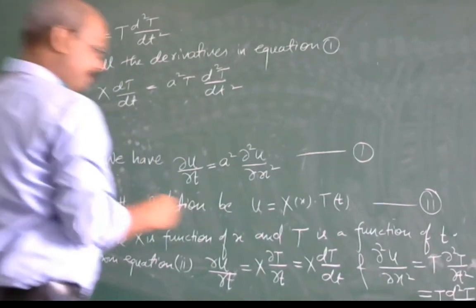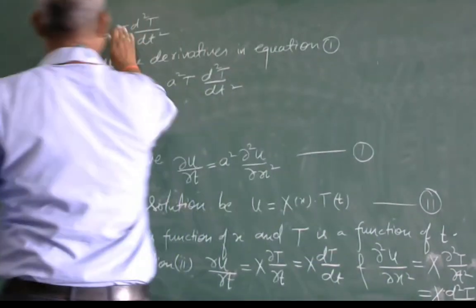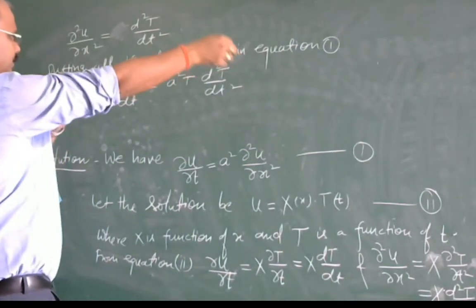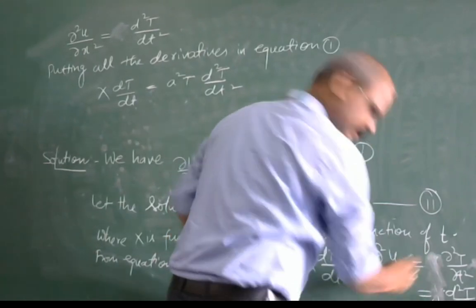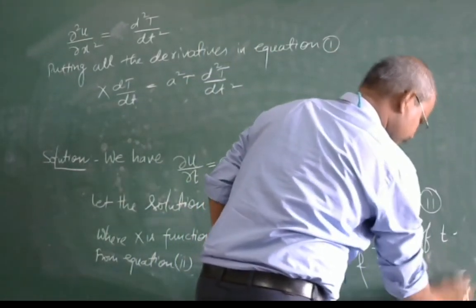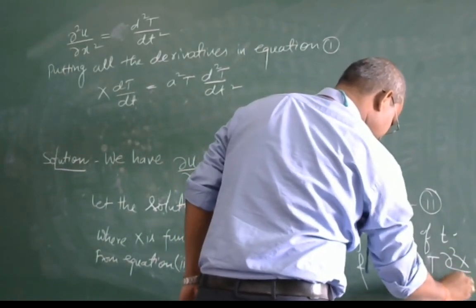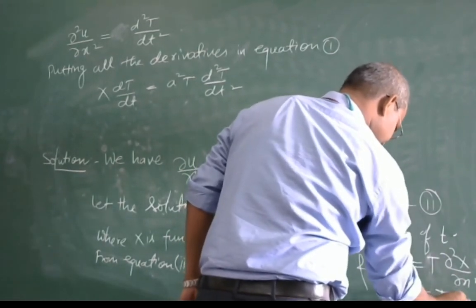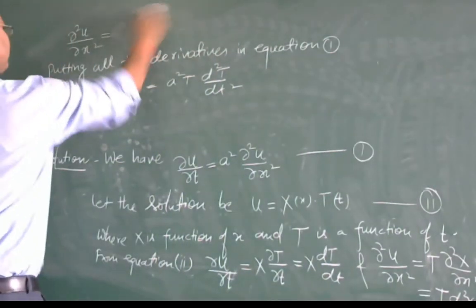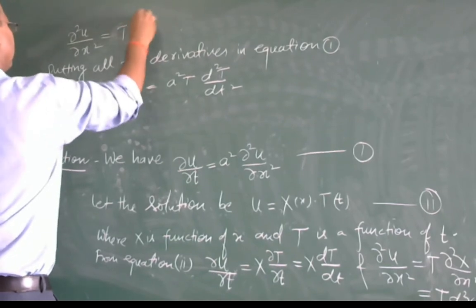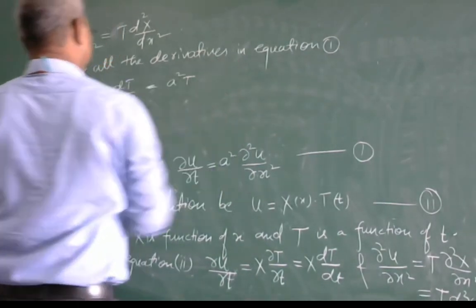Sorry for that, this should be X, and this would be T. This is T d2X upon dx2.